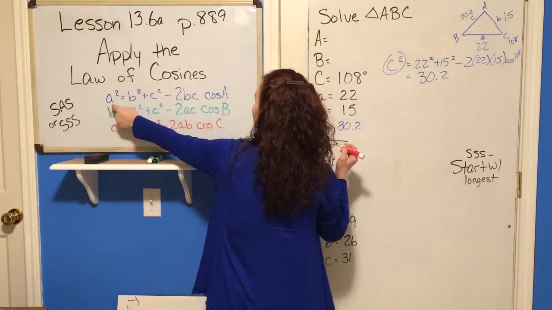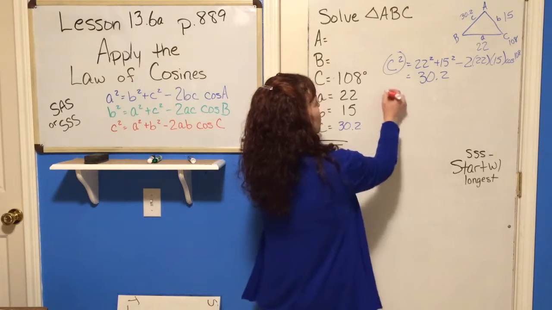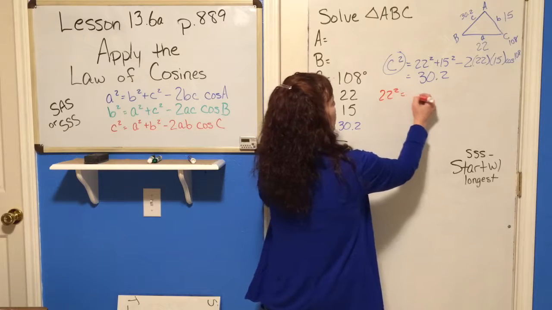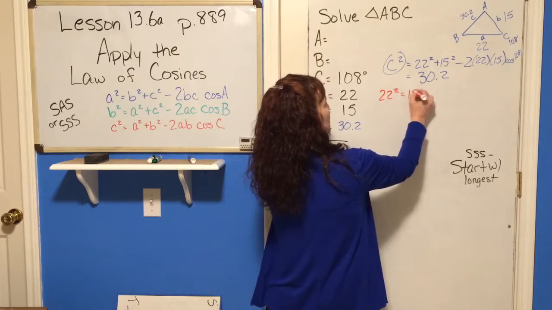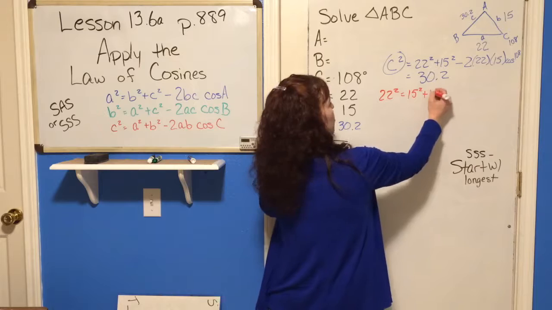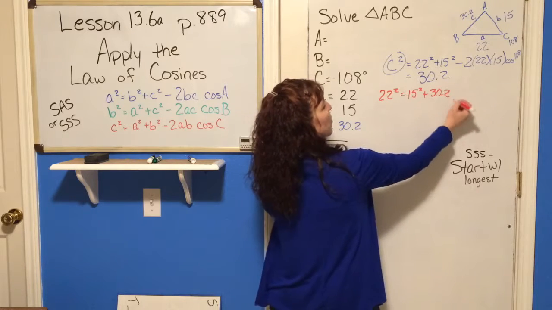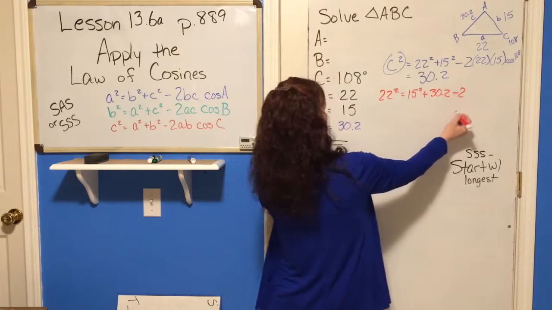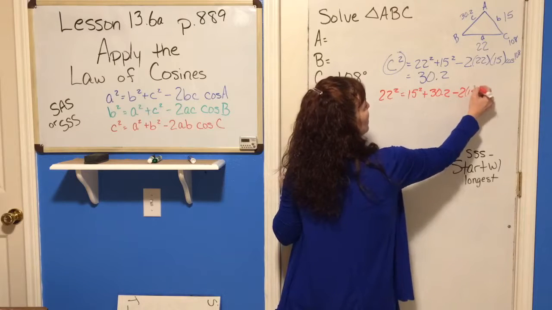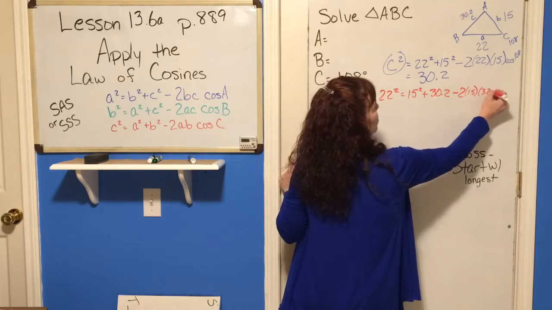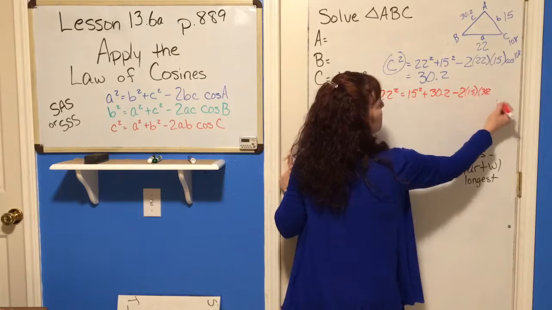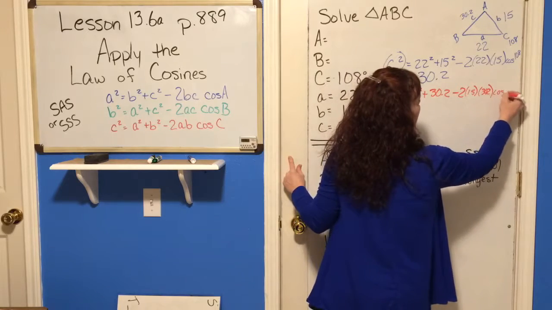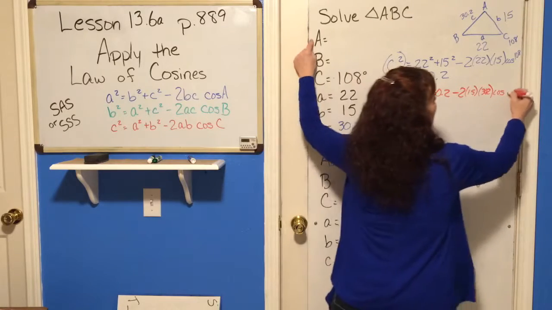So the side A is what we're going to set it equal to. So A is 22 squared equals B squared, which is 15, plus C squared, which is 30.2. Minus 2 times both of these. So 2 times 15 times 30.2 times the cosine of what we don't know, which is A.